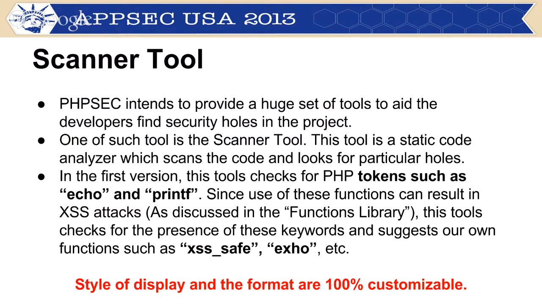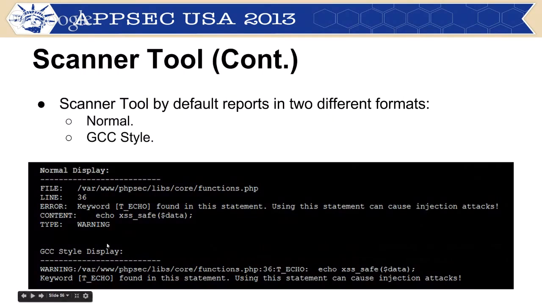So this scanner tool is a static scanner. Once you run this scanner, it will go through each of your files line by line. It will check each of your codes line by line, and find places where attacks can happen. In the first version, this tool just checks if you are using statements like echo and printf, and if you are using them, it will suggest you use our own XSS safe functions. It's run from the command line, so you get this kind of display.